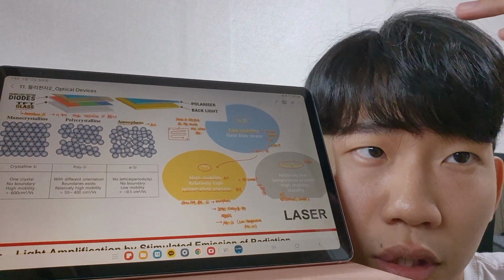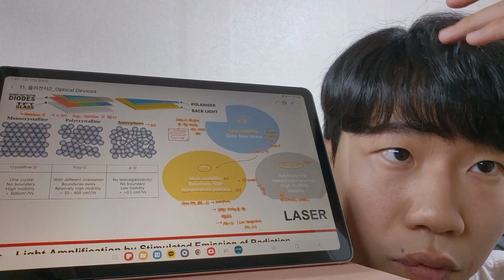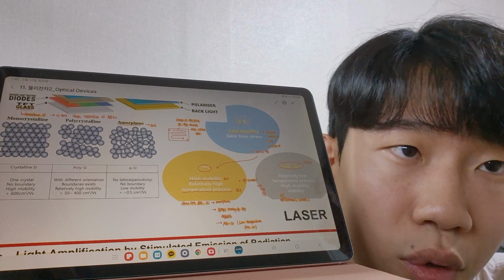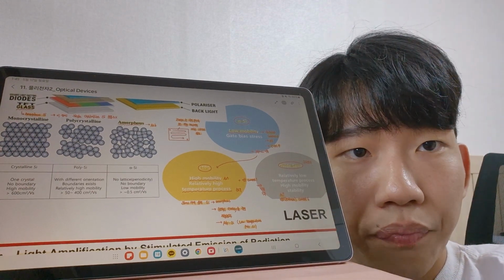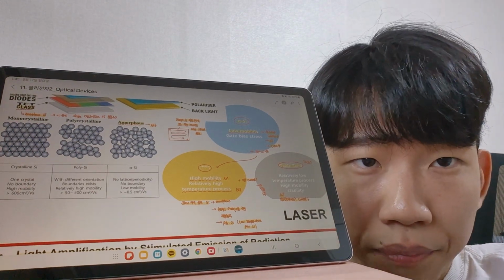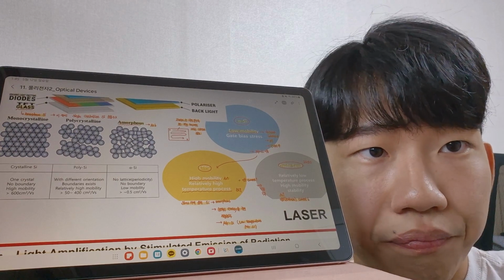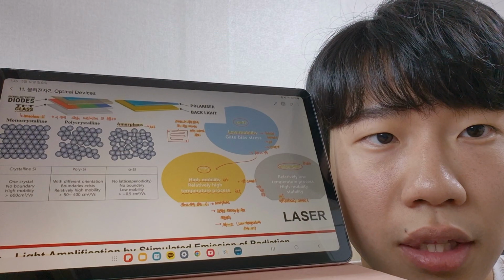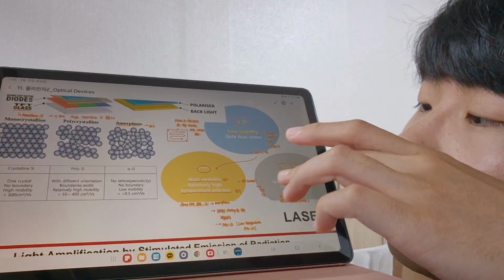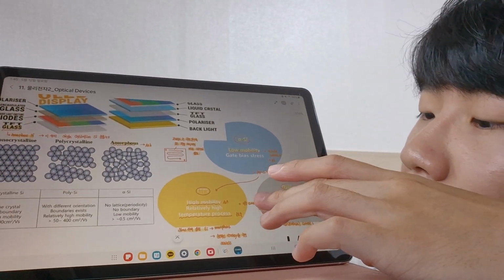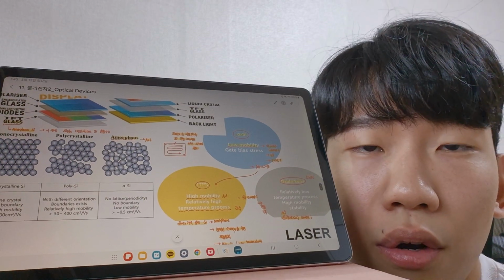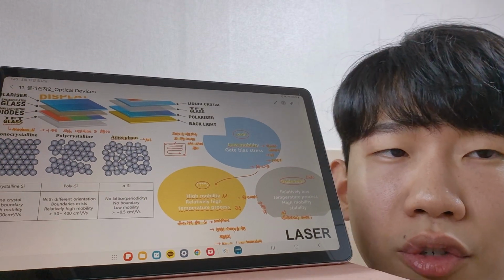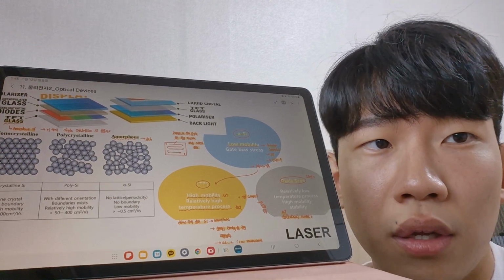Plus the off current, the leakage current, is higher, so we should use an oxide semiconductor. Oxide semiconductor has higher mobility and low leakage current, so it's useful.